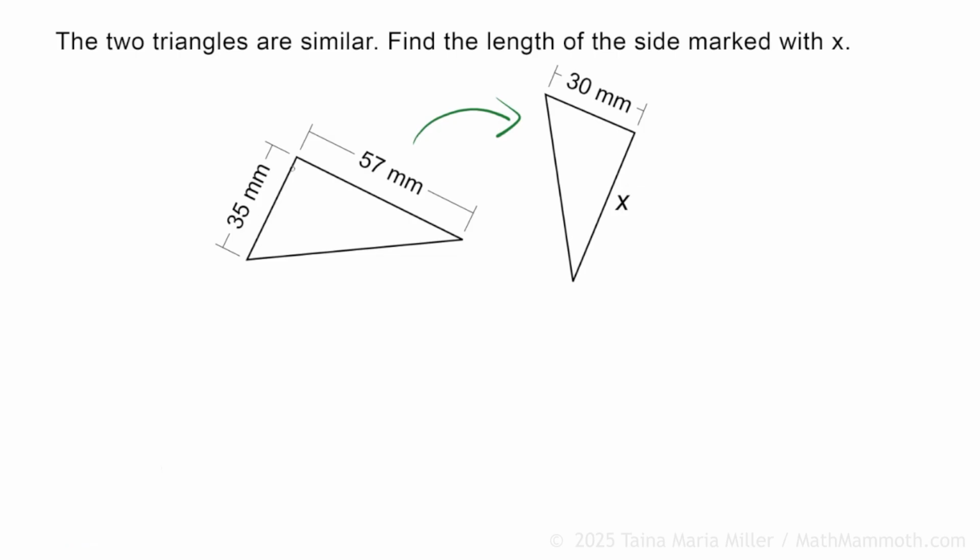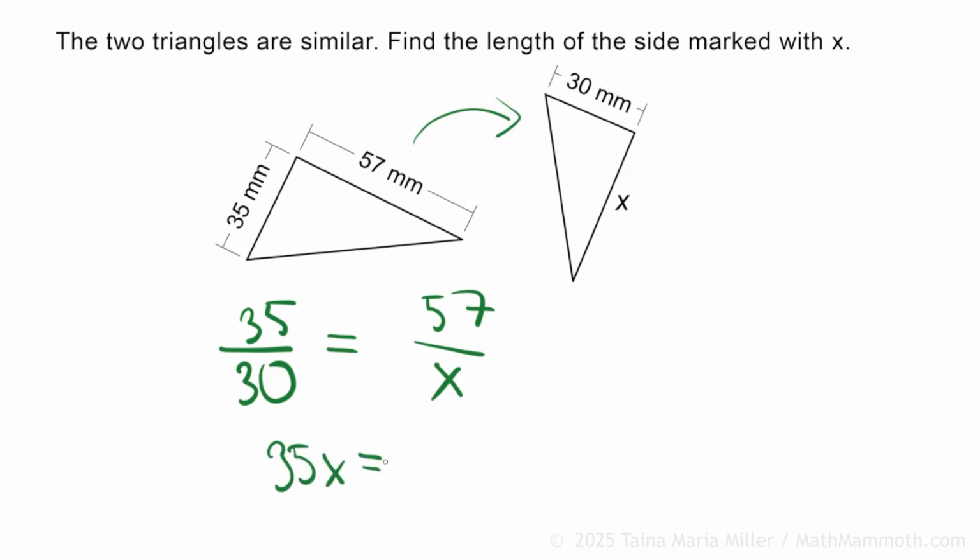The 35 millimeter side to the 30 millimeter side. That's my one ratio. And then the 57 to x. Those are my two ratios and they are equal. This is now a proportion. And to solve it, we can simply cross multiply. 35 times x equals these two numbers multiplied.